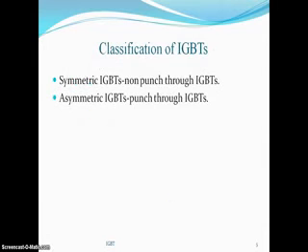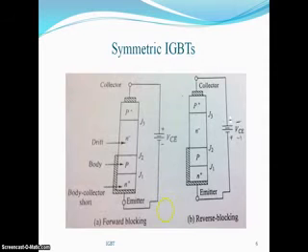The classification of IGBT: the classifications are symmetric IGBTs and asymmetric IGBTs. The symmetric IGBTs are non-punch-through IGBTs and asymmetric IGBTs are punch-through IGBTs. This is the figure of symmetric IGBTs. This is a forward blocking IGBT and this is a reverse blocking IGBT. These are the main differences. The source is reversed. In the non-punch-through IGBT, the N plus buffer layer is absent in the structure.